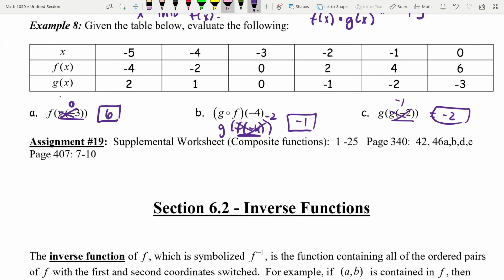So look at this assignment right here. Supplemental worksheet, composite functions 1 through 25. That's the worksheet that was right there when you picked it up, okay? Do it on your own paper, and then there are a few review problems to do with it. Questions?